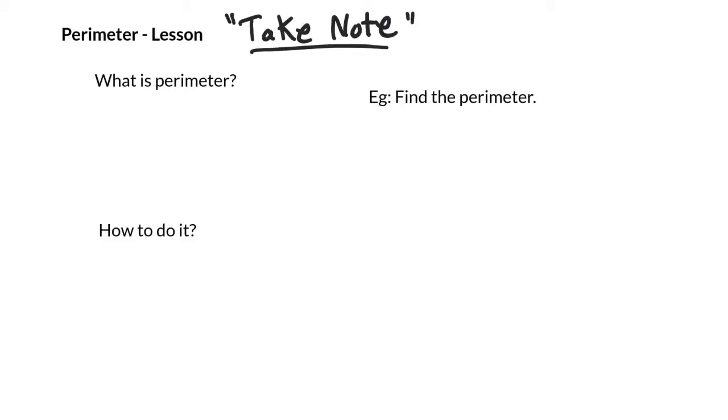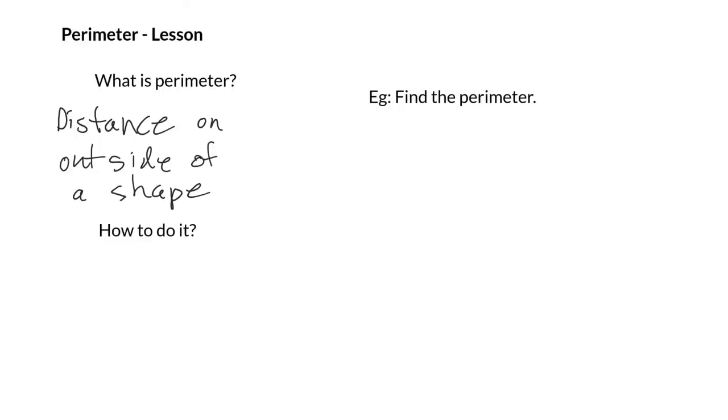All right, so what is perimeter? Let's talk about that. When we talk about perimeter, we're talking about the distance on the outside of a shape. Now, how do we do that? All we do is add up the sides. That's essentially what we do. We add up all the sides, but sometimes we're missing them, so we'll have to do some investigation.